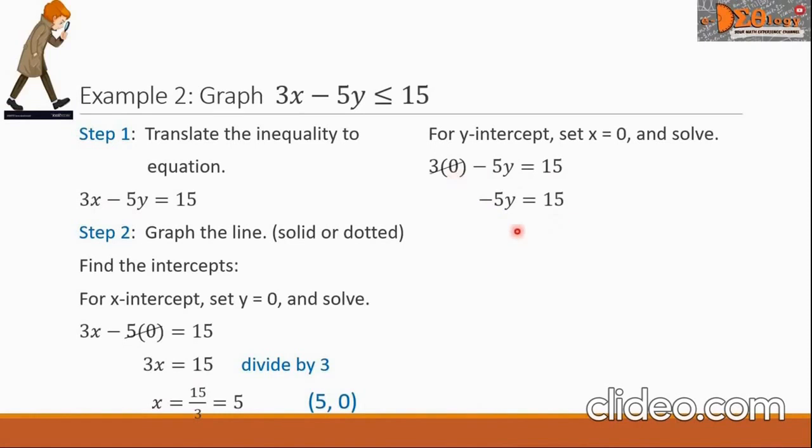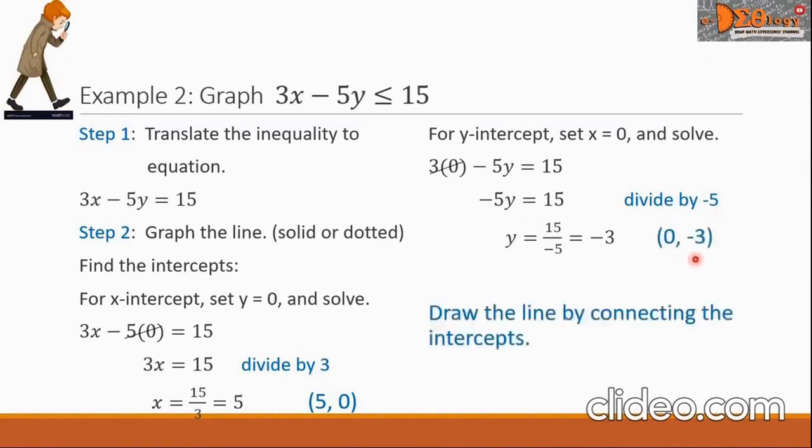Let us solve for y. We will divide the equation by the coefficient of y, which is negative 5. So negative 5y divided by negative 5 is simply y, and 15 divided by negative 5 on the right side is equal to negative 3. Writing the y-intercept as an ordered pair, we have (0, -3).